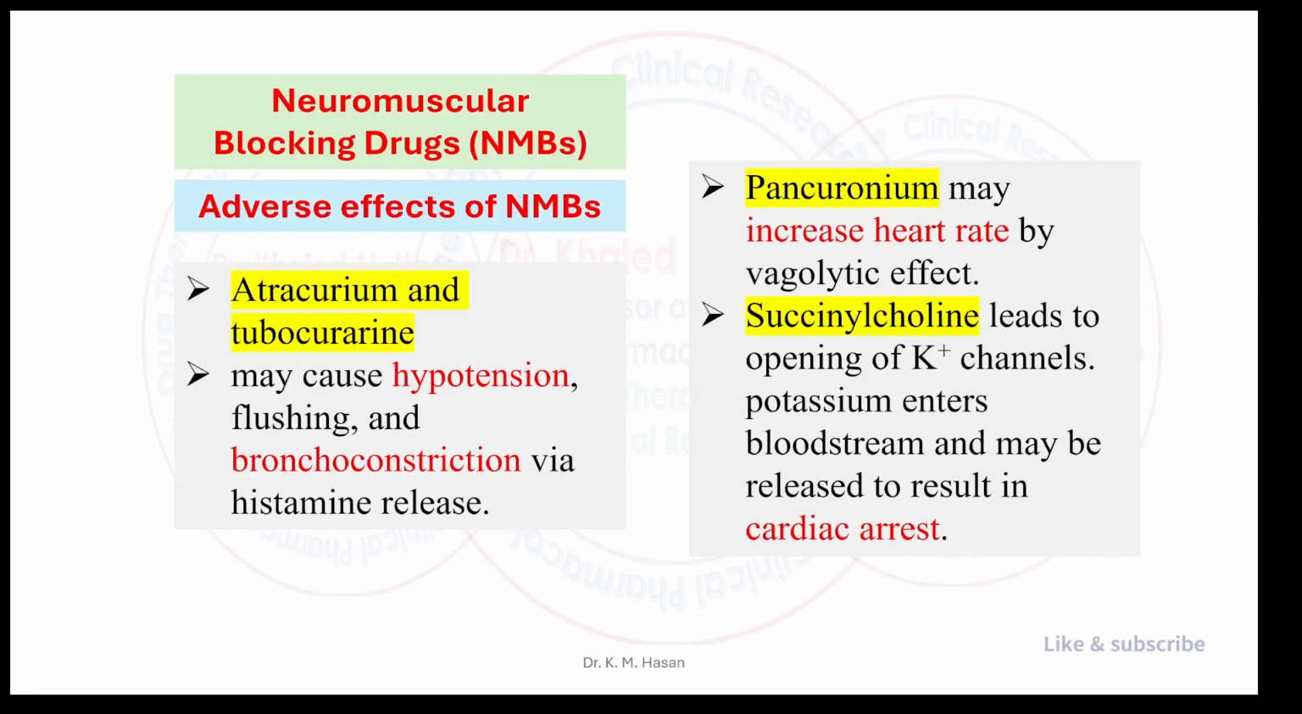This slide addresses some adverse effects of these neuromuscular blocking agents. Atracurium and tubocurarine may be associated with hypotension and bronchoconstriction due to histamine release. So this is number one. Pancuronium may cause increased heart rate due to the vagolytic effect. When you talk about the vagolytic effect, here we talk about the atropine effect. Succinylcholine may lead to the opening of potassium channels, and this may lead to cardiac arrest.